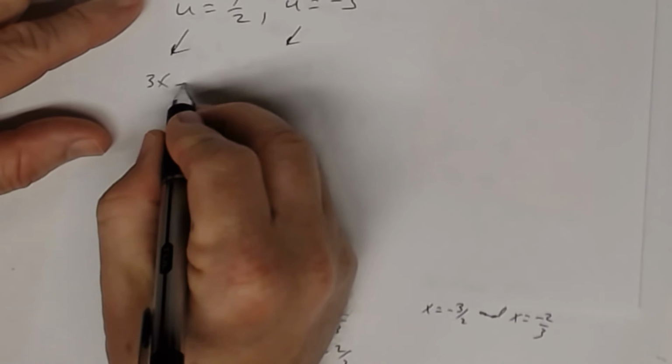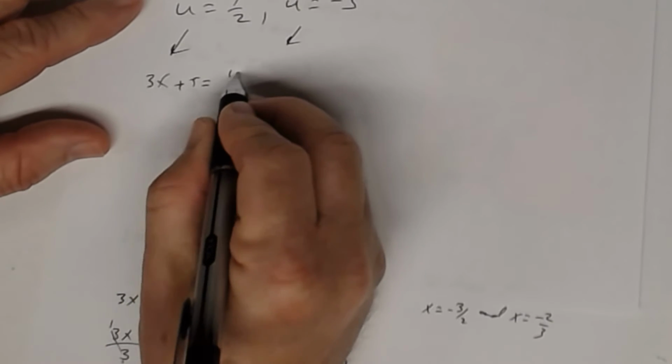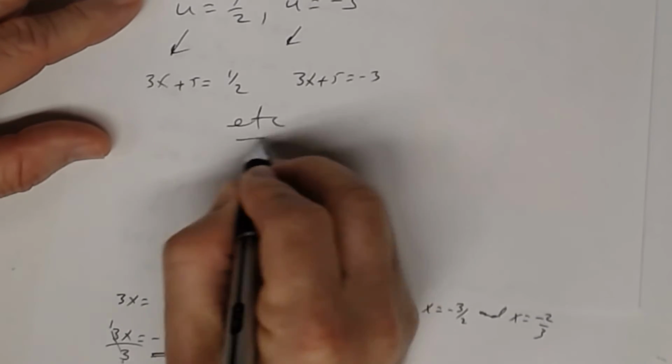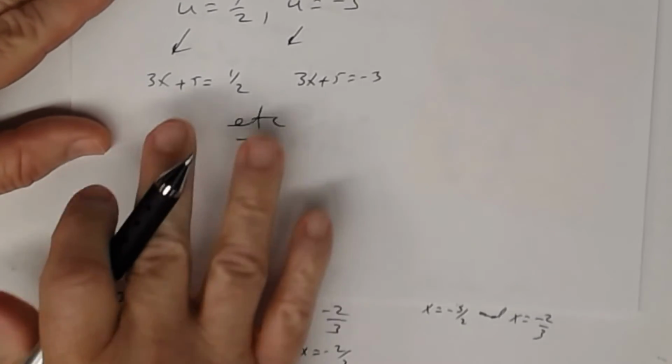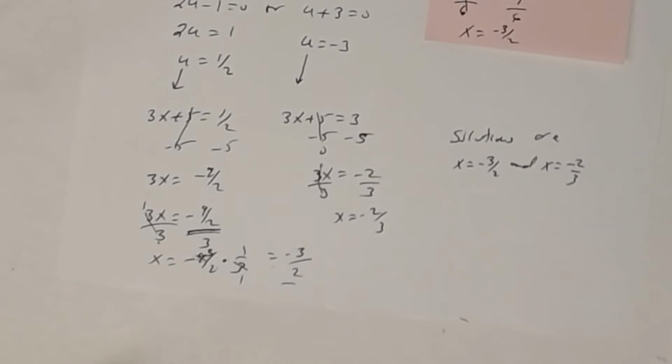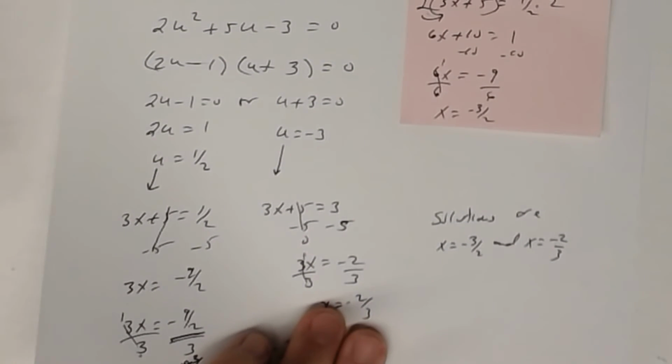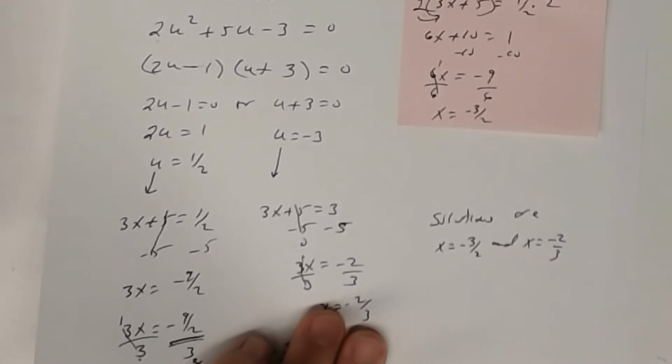So you're going to say 3x plus 5 equals 1/2, and then 3x plus 5 equals negative 3, and then you continue on. But that work here is the same as this. So that was what you had to do. That was it.